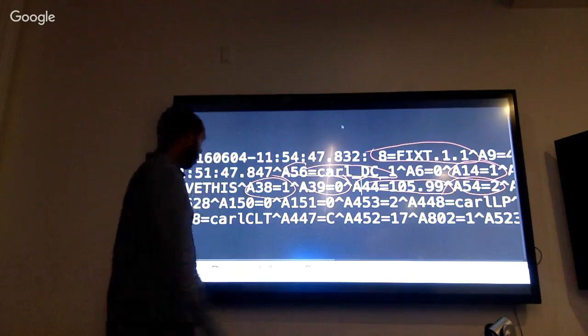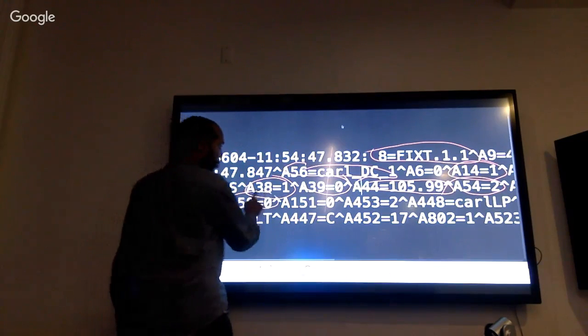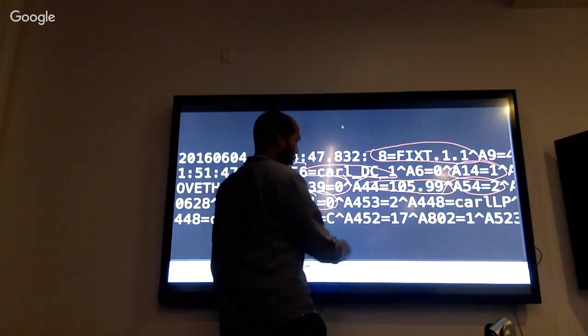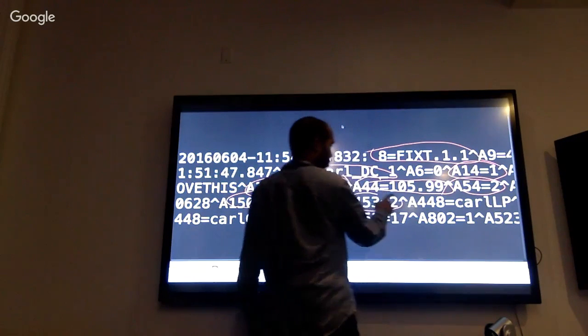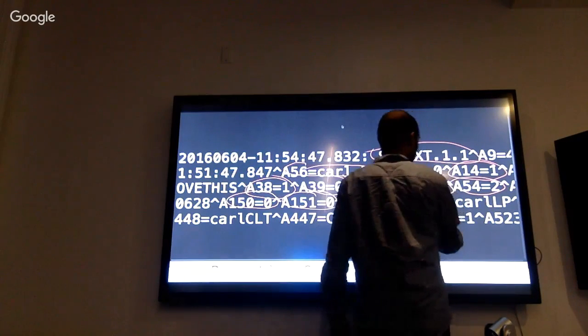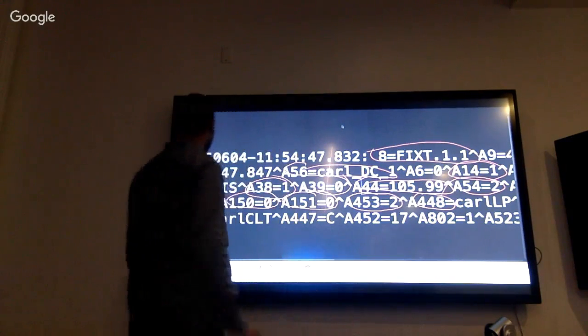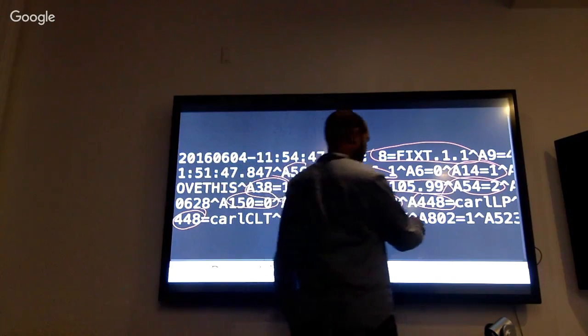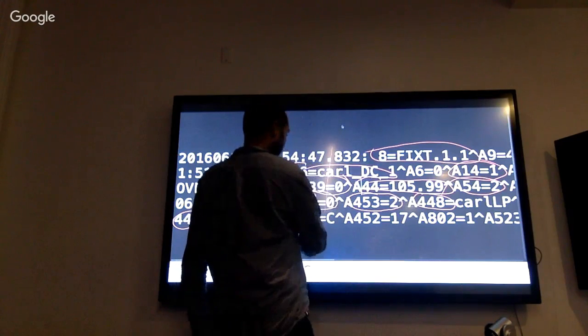We see over here exec type, we see leaves quantity, so there's nothing open on this order. We see the repeating groups tag, we're going to get into that, saying 2 groups. We see the first group beginning with 448. I see the second group beginning with 448. I see there are sub-IDs listed here. I'm going to get into that.